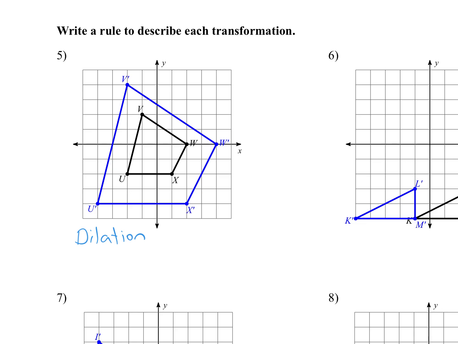Dilation of, what am I missing right now? Enlargement reduction. You can say enlargement reduction. What's happening? It's getting bigger. Getting bigger, so that's an enlargement. What am I missing? Scale factor, the number, right? How do I find the scale factor? What'd you say?